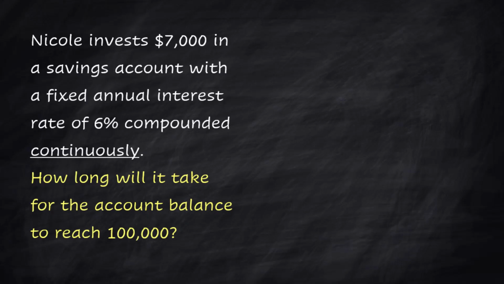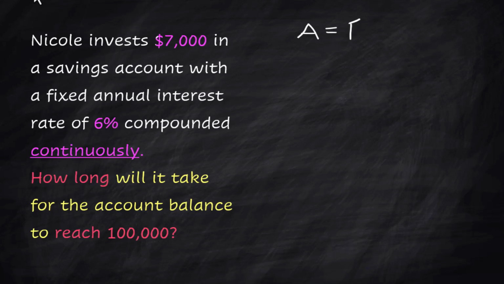To keep things as simple as possible, we are still using the same example of Nicole with her $7,000. But now we're changing it up, and she actually is putting it in a different account that has the same rate, 6%, but now it's compounded continuously, which means we're going to use a completely different formula. The question is, how long will it take in this account to reach $100,000? So we'll be able to compare.